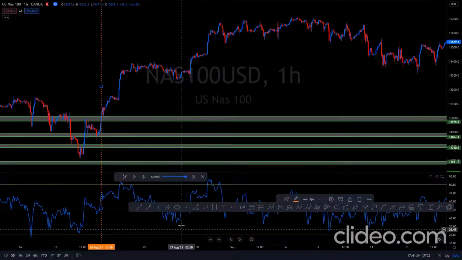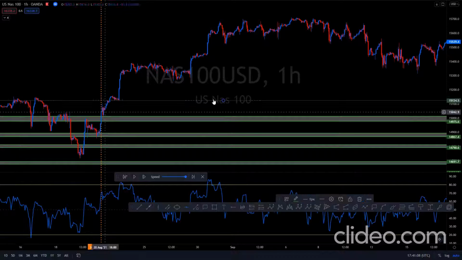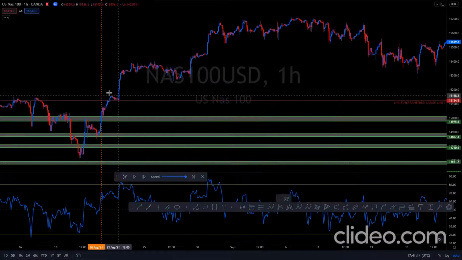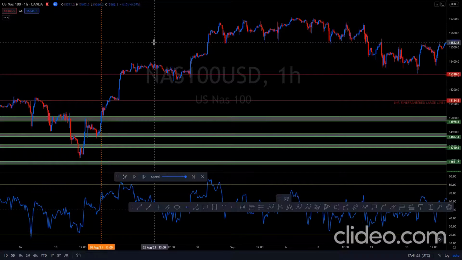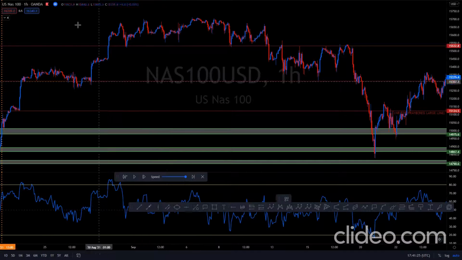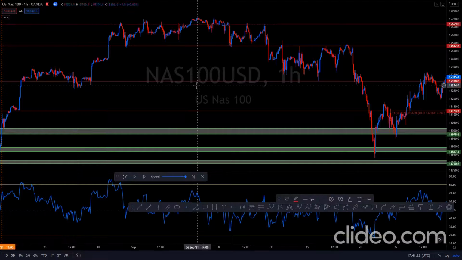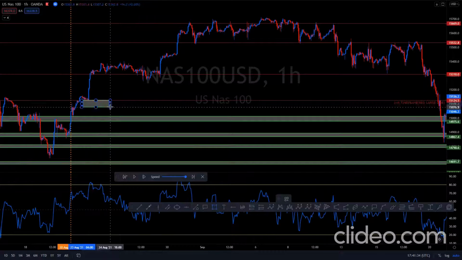Vertical line here. We're going to make this red, to the top here. And then we're going to do the same old process: mark these zones under.